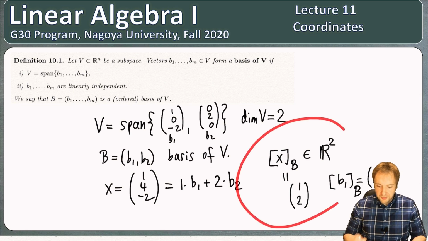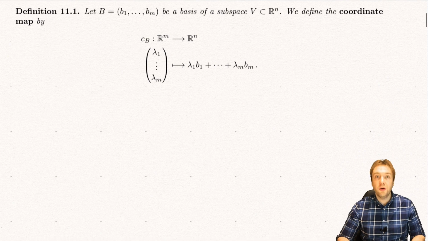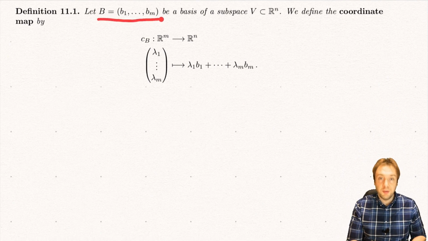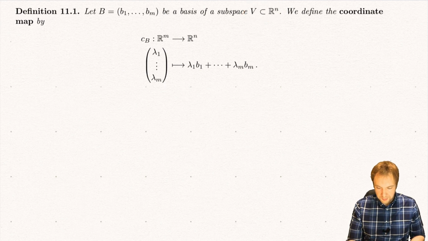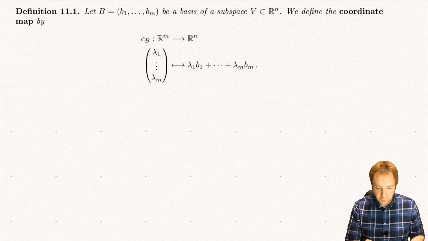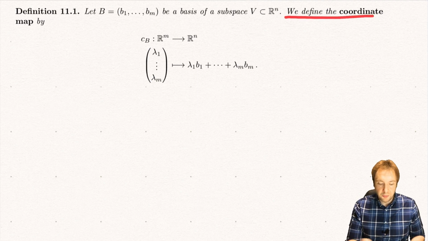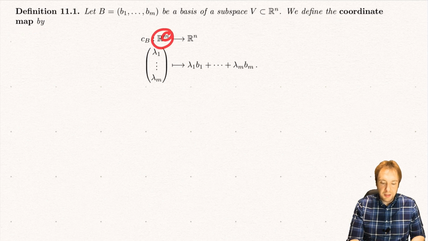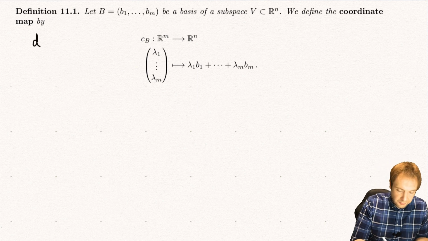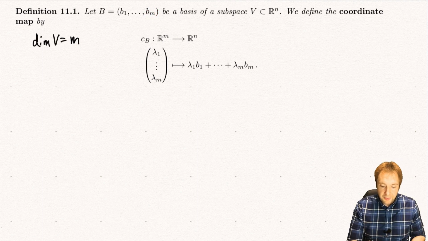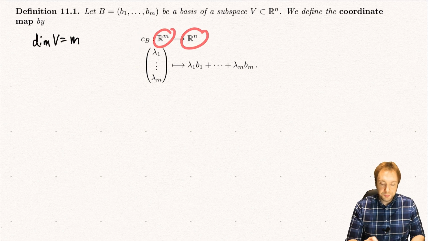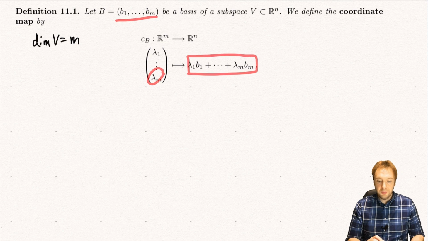Okay, but first let's talk about these coordinates, and for this we will first introduce the so-called coordinate map. So let B = (b1, ..., bm) be a basis of some subspace V, which is a subspace of Rn. Then first notice we know that this m is smaller than n, but we don't care about this now. What we then define is a so-called coordinate map, which now goes from Rm. So this m is the dimension of the subspace V, because we have m basis elements. The map CB is now a map from Rm to Rn, and it sends a vector of numbers lambda 1 up to lambda m to this linear combination of these basis elements.